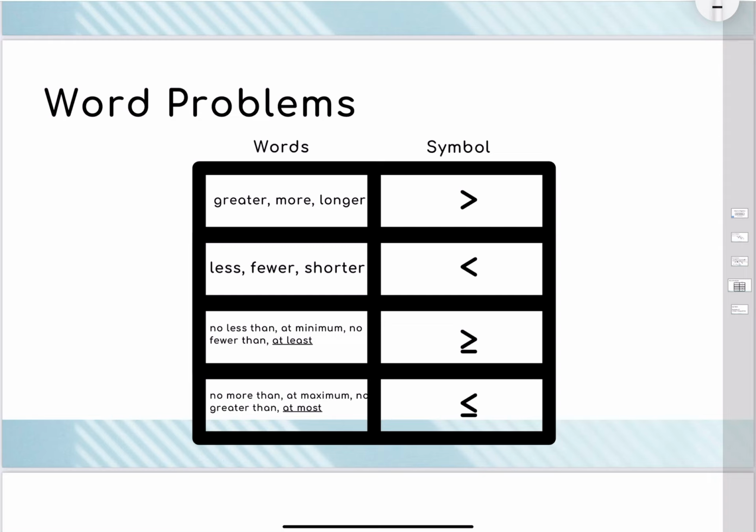Okay? And now we'll just take a look at some symbols here that you'll see in word problems, and we used one of them there, of course, and then the words that will accompany them, so that you know what you're looking at and what to put into your inequality should you have to build an inequality or solve for one. All right, so the words greater, more, or longer have to do with the greater than symbol. Less, fewer, or shorter would be the less than symbol. The greater than or equal to symbol would be no less than, at minimum, no fewer than, or at least, sort of like the minimum that we saw in that last one. And then no more than, at maximum, no greater than, or at most would correspond with the less than or equal to sign.